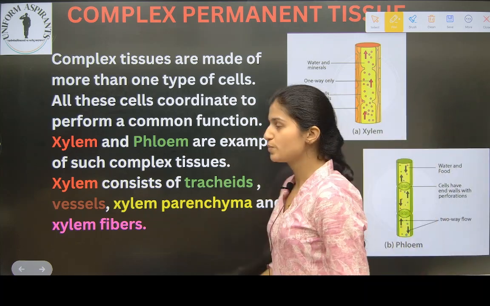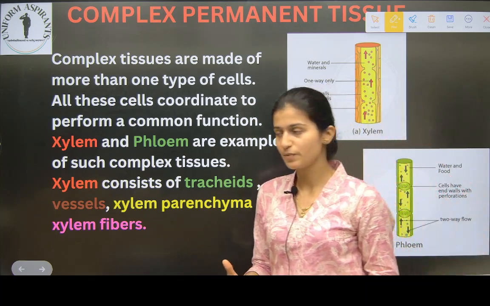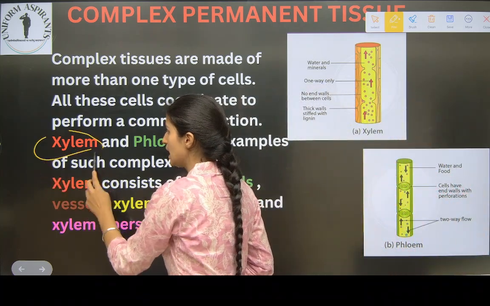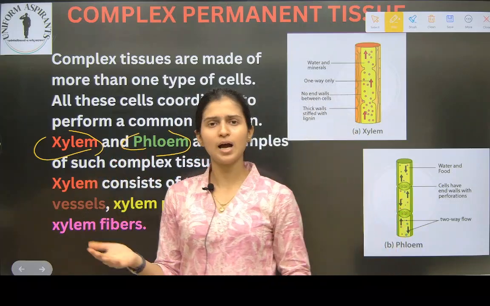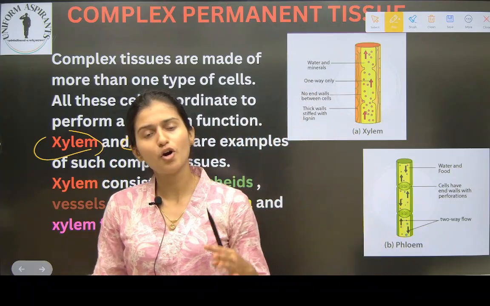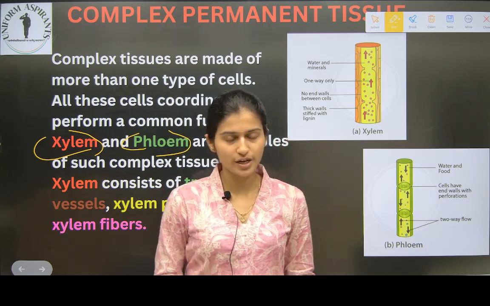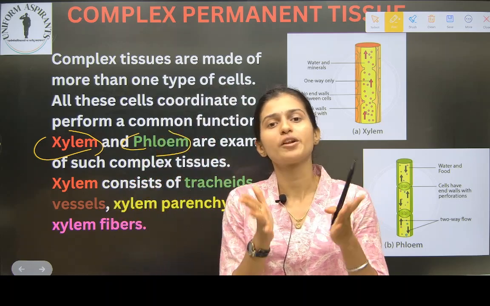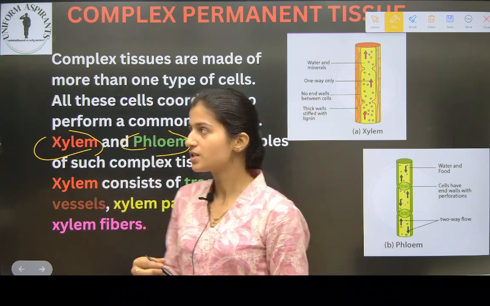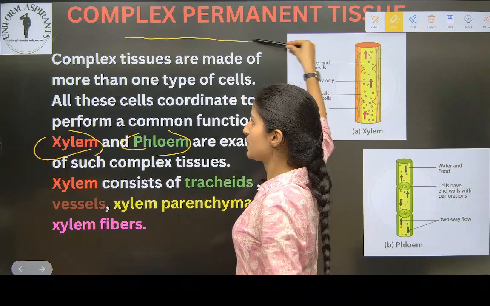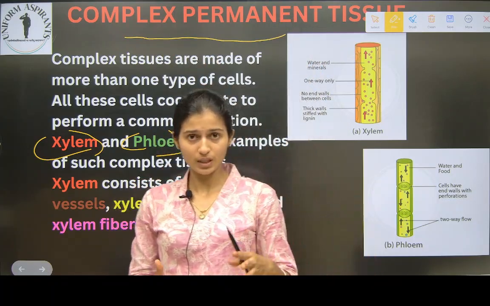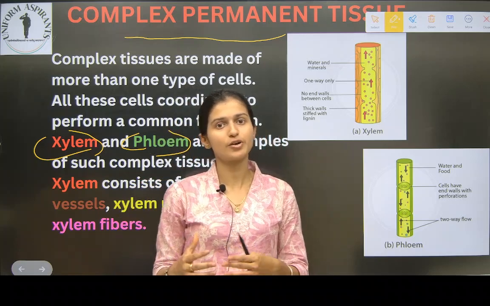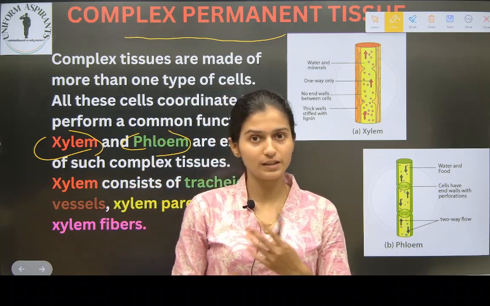There are two types of complex permanent tissue: one is xylem and one is phloem. These both are made up of organic and inorganic materials. Keep that in mind. And what is the main function of complex permanent tissue? To transport food, which means they will transport water and photosynthetic material.